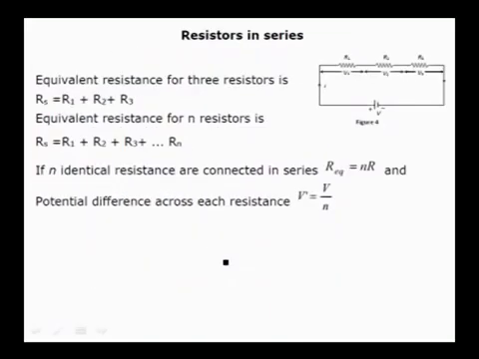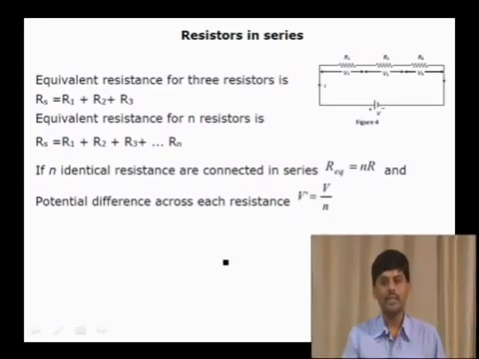This is the combination of resistors. Combination of resistors means we have two combinations, one is series, another one is parallel. First, the series combination. In this diagram I have taken three resistors R1, R2, R3, connected end to end. The common point is connected to the source of voltage V. The effective resistance for this diagram, Rs, is equal to R1 plus R2 plus R3.